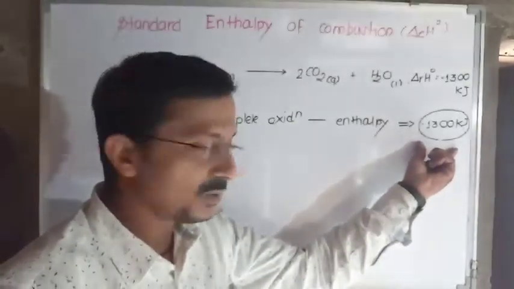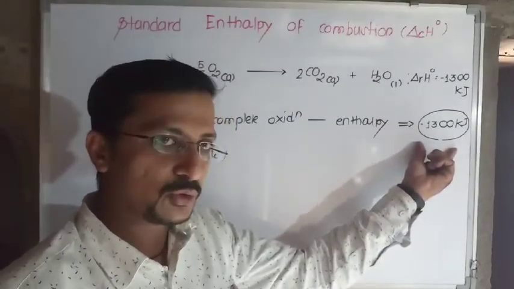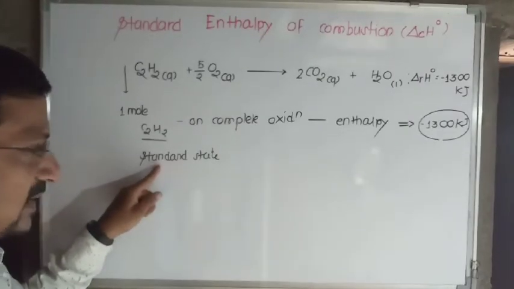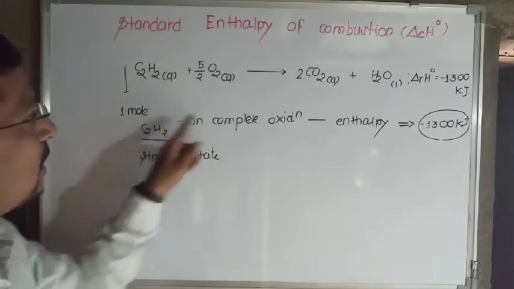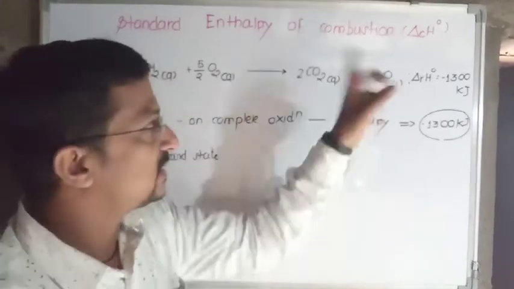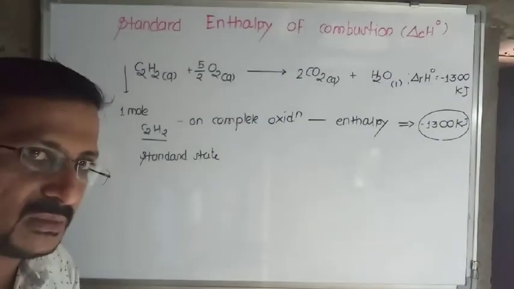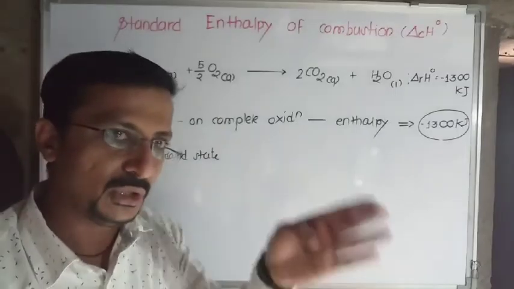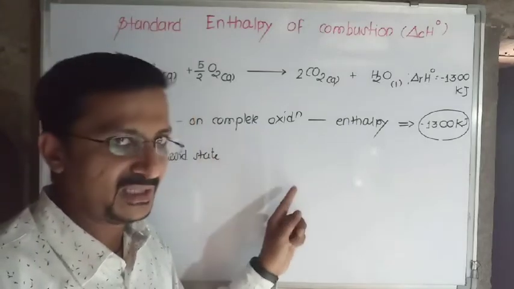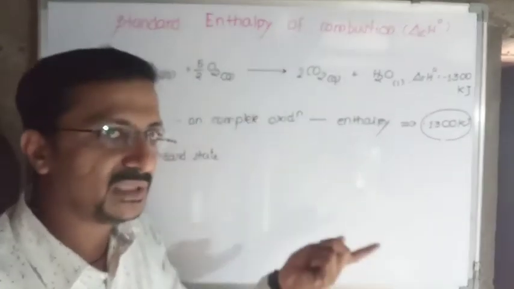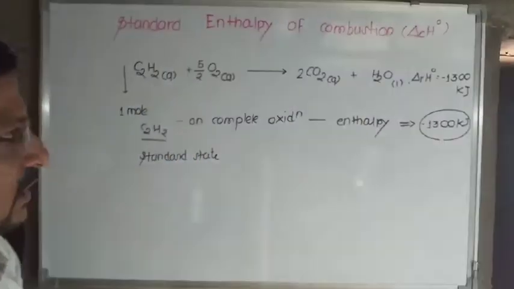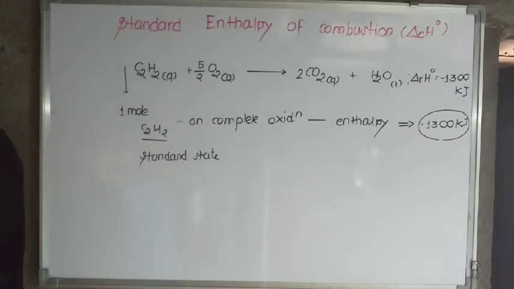Whenever 1 mole of substance in its standard state undergoes complete oxidation, whatever enthalpy change occurs, that enthalpy change we call simply enthalpy of combustion. So enthalpy of combustion is the enthalpy change when 1 mole of substance in its standard state is completely oxidized, or burns completely, or combusts completely. That enthalpy change is called the enthalpy of combustion. So this is about enthalpy of combustion overall.